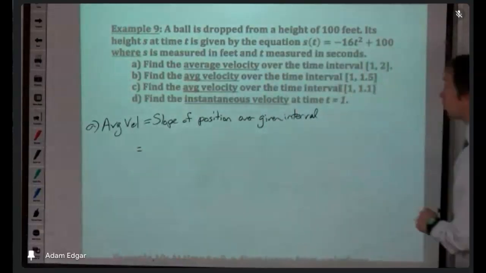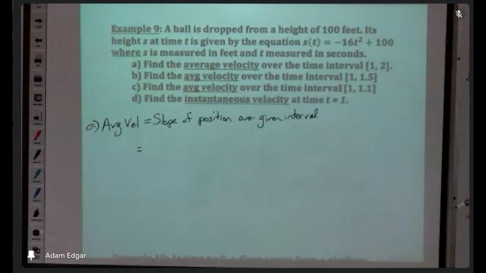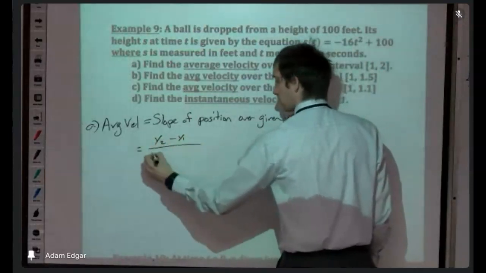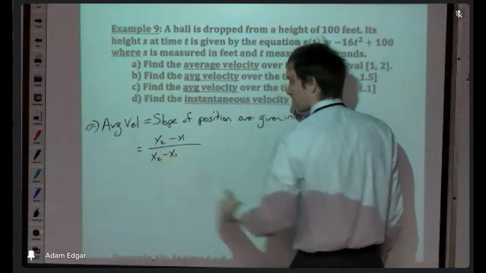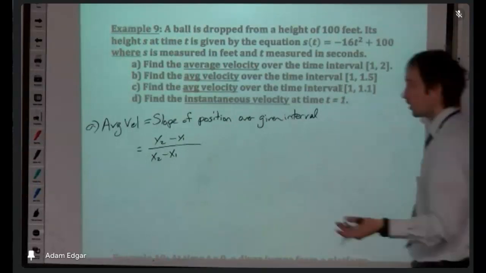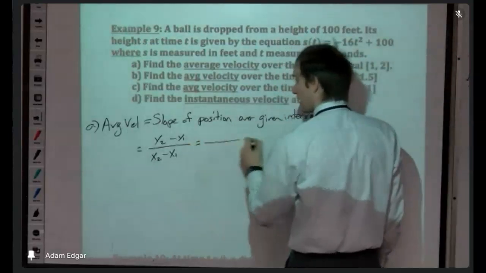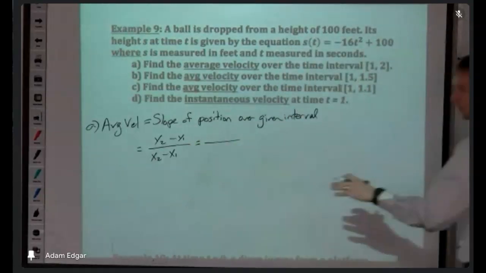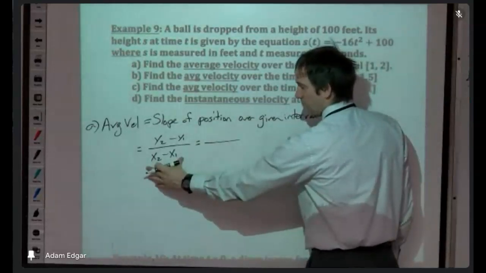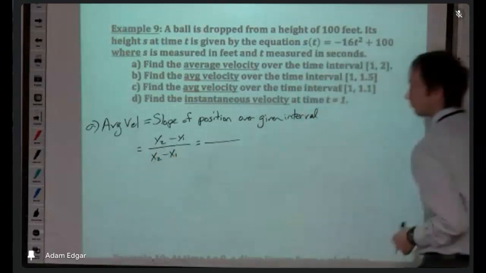And what's our slope formula? Yeah, y2 minus y1 over x2 minus x1. Now, in this particular example, instead of y, what letter are we using? S of t. So y2, well, let's talk about the bottom first of all. Instead of x, what letter are we using? Time. And what's time 2 for number A?